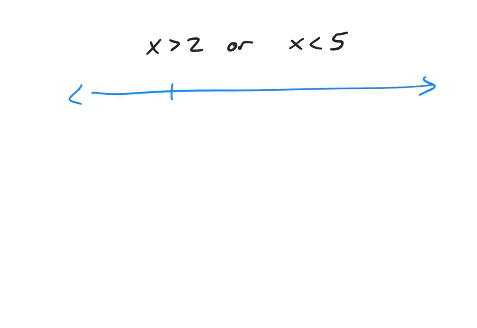Another one, I told you that or should go opposite, okay? And these two do go opposite, but what happens here is if we look at our number line, 2 is starting here, 5 is starting here. 2 is going to have a parenthesis shaded to the right. 5 is going to have a parenthesis shaded to the left.